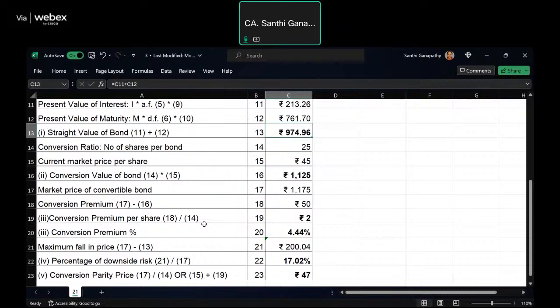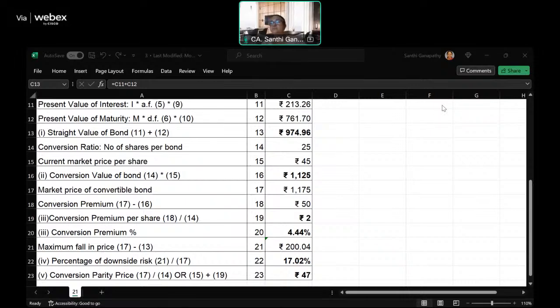So the concept of convertible bond, is it clear? Shall we move on?